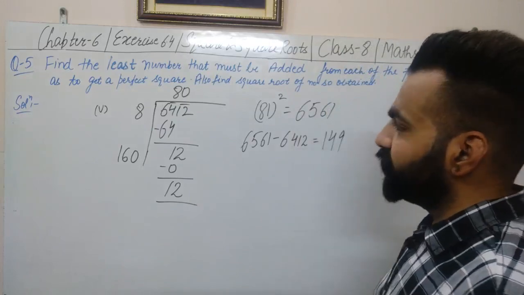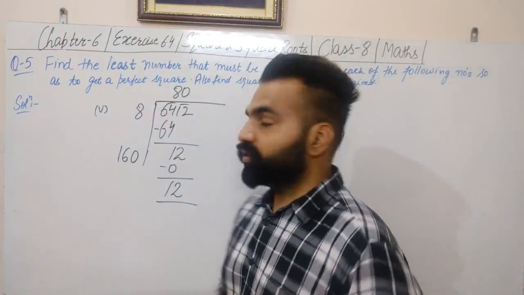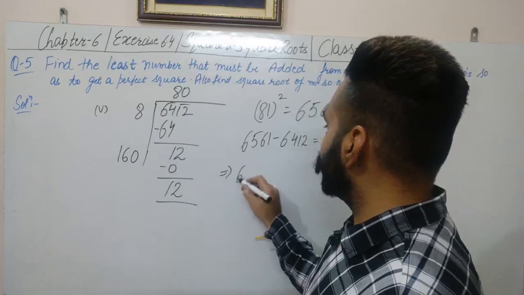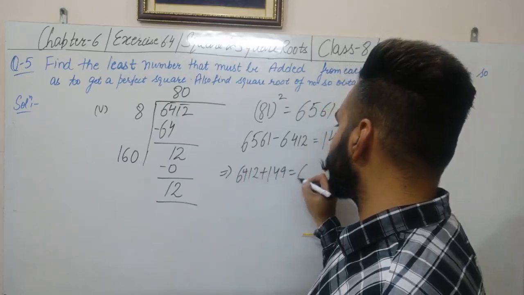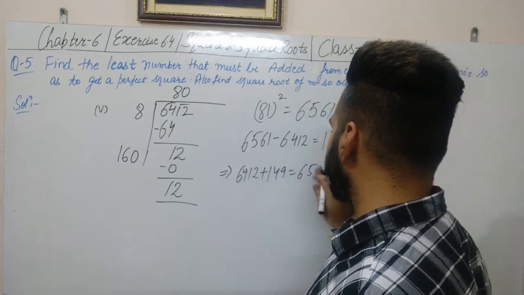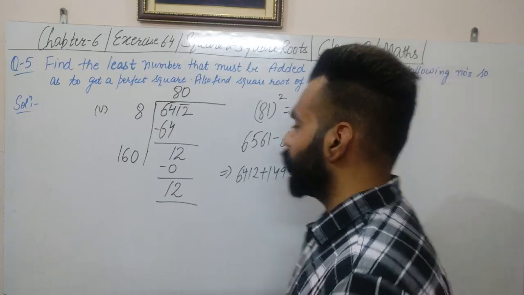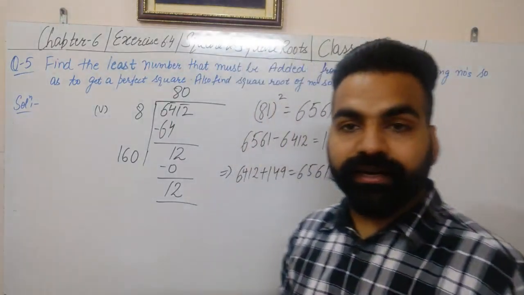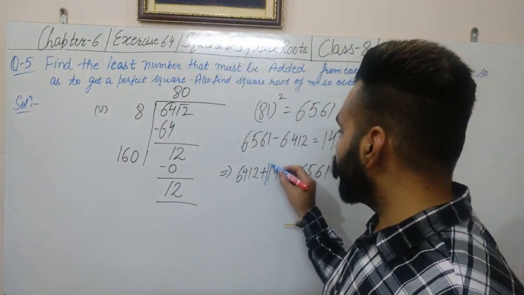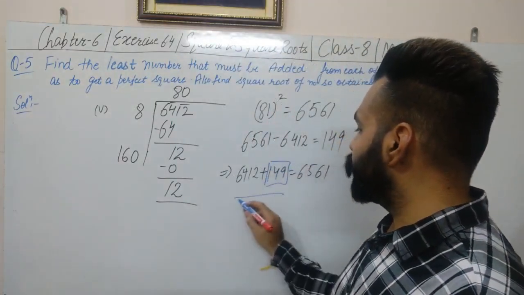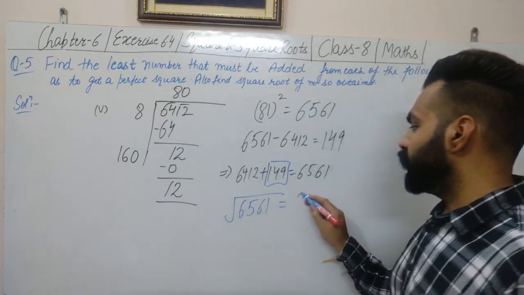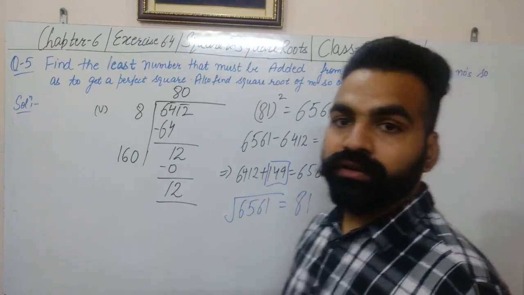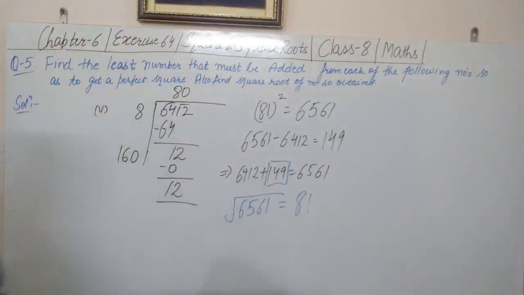The answer is 149. So if we add 149 in 6412, it will become 6561. So what is the number which must be added? So the number is 149, and square root of the new number 6561 is equal to 81. So this was question number 5.